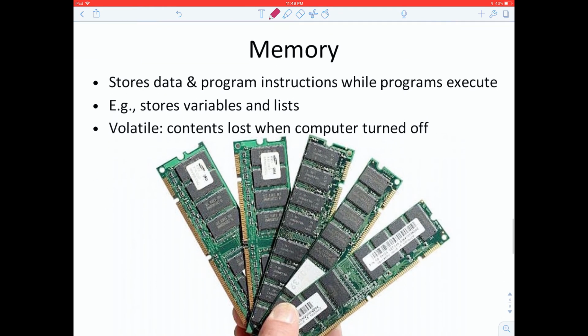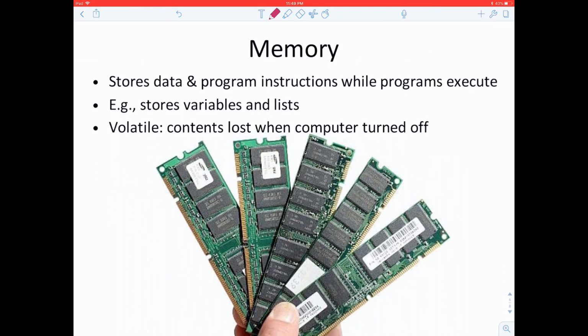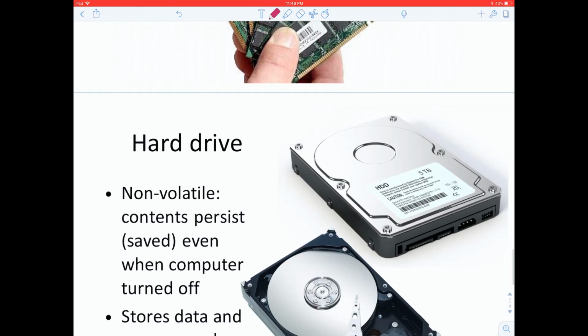The memory is a really important part of our computer. It stores data and program instructions while programs execute. So it doesn't store data when our computer is turned off. It only stores data while programs are executing, for example, variables and lists. Memory, or RAM, is known as volatile. Its contents are lost when the computer is turned off. Memory is one of the fastest, cheapest, and easiest ways that you can speed up your computer, or at least it feels like you're speeding up your computer because you can do more with the same processor by having more memory. You can work more efficiently.